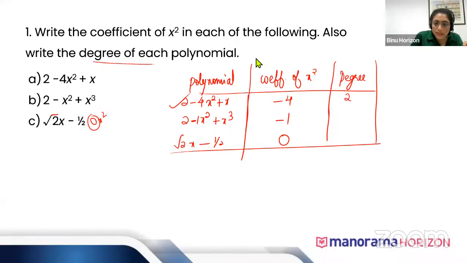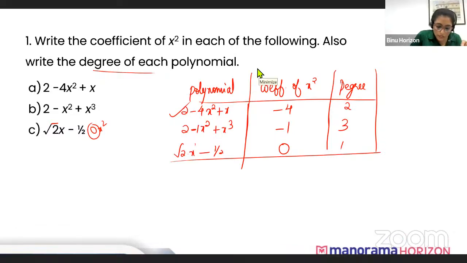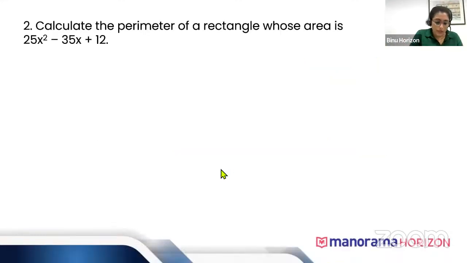Then second one, what is the degree? Just look into the power of x. It is 2 or 3. Yes, it is 3. Correct. And last one, what is the power? It is 1. Right, correct answer. Sriraj, it's 1, I'm asking the degree. Okay. Hope this is a very simple question. Right. Now let's see the next question.